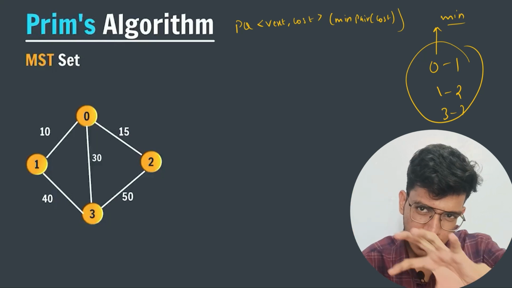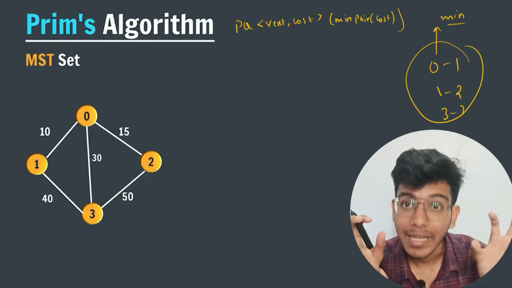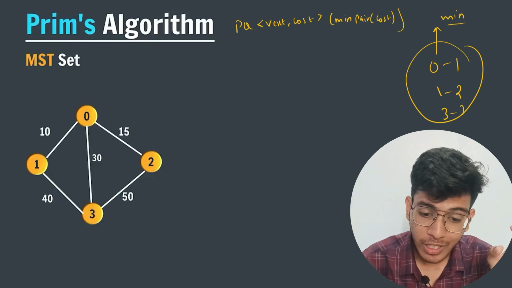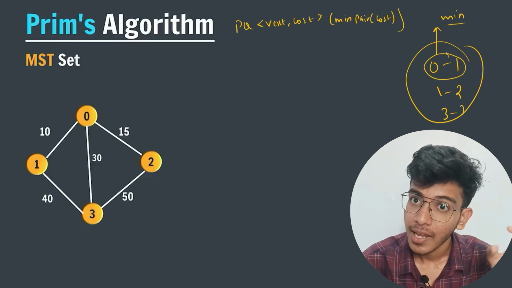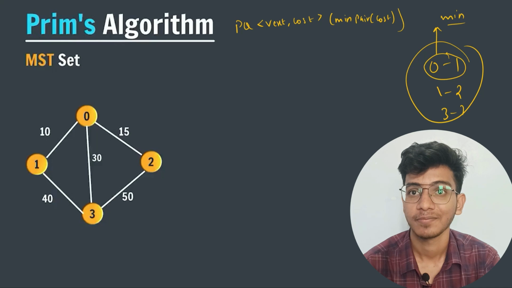So I will create a priority queue and add pairs of elements. Here you can see that 0 and 1 is a pair, and I will only add these two elements, which have the least cost.